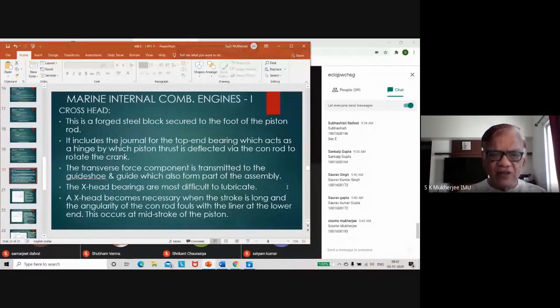Okay. The crosshead bearings are most difficult to lubricate. Of all the bearings on the engine, the crosshead bearing is most difficult. Why is it so? In the next PowerPoint program, I will include a shot to one or two plates on hydrodynamic lubrication. And that hydrodynamic lubrication, if you understand as an engineer, your concept on bearings will be completely changed. And I intend to do that in the next class when I put the hydrodynamic lubrication.